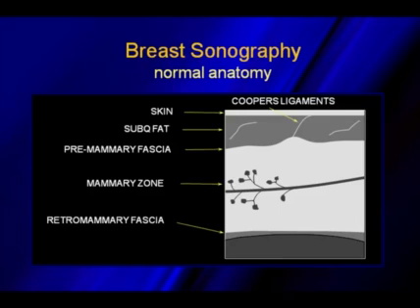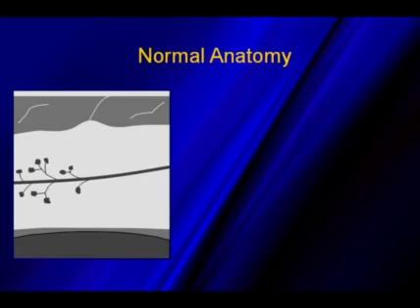We then have a retromammary fascia that we really don't see very well sonographically. There's a retromammary zone of fat and all the way to the pectoralis muscle. So when you first start imaging, you want to make sure that you can see all the way to the pectoralis muscle, that you're not cutting a lesion off if it is deep against the chest wall.